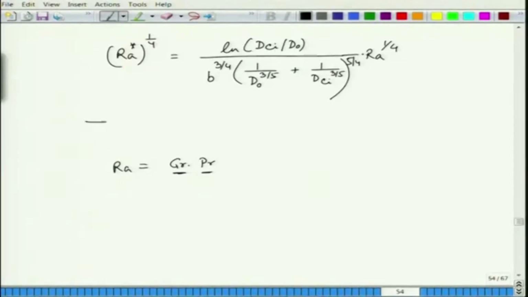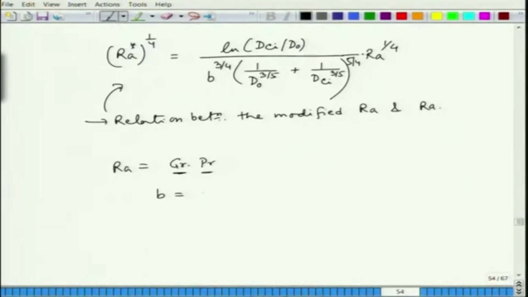So, this is the relation basically between the modified Rayleigh number and conventional Rayleigh number. Okay. Now, here we have introduced this B. B is nothing but the radial gap of this annular space, and this is d c i minus d naught divided by 2.